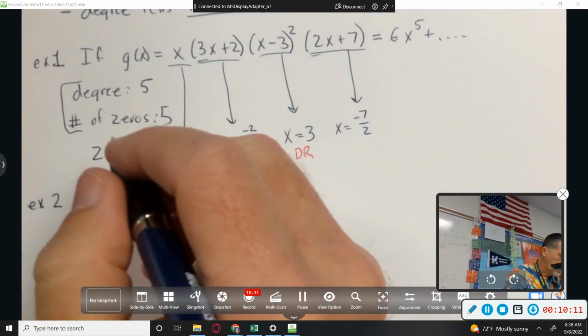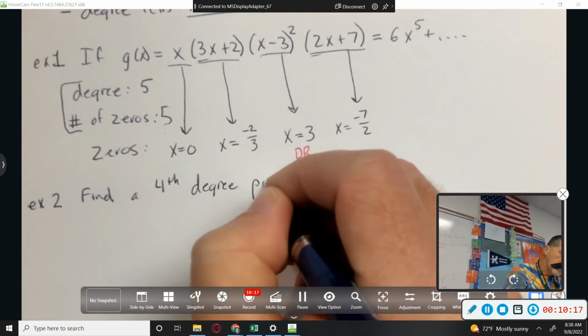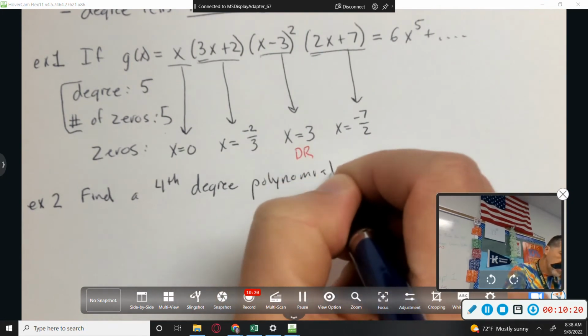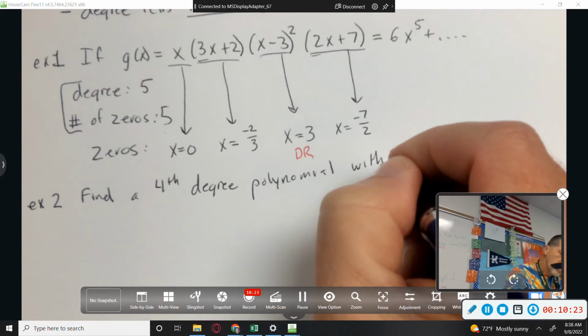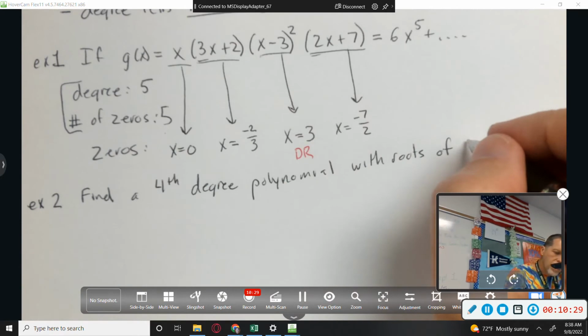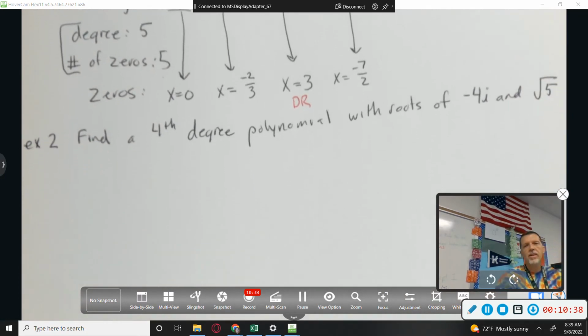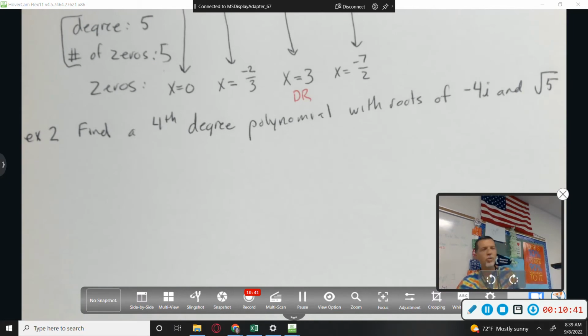Example 2. Find a fourth degree polynomial with roots of negative 4i and square root of 5. Combining two examples into one here, but catching both things that I want to make sure we remember. Okay, fourth degree means I should have 4 roots. It only gave me 2, sort of.